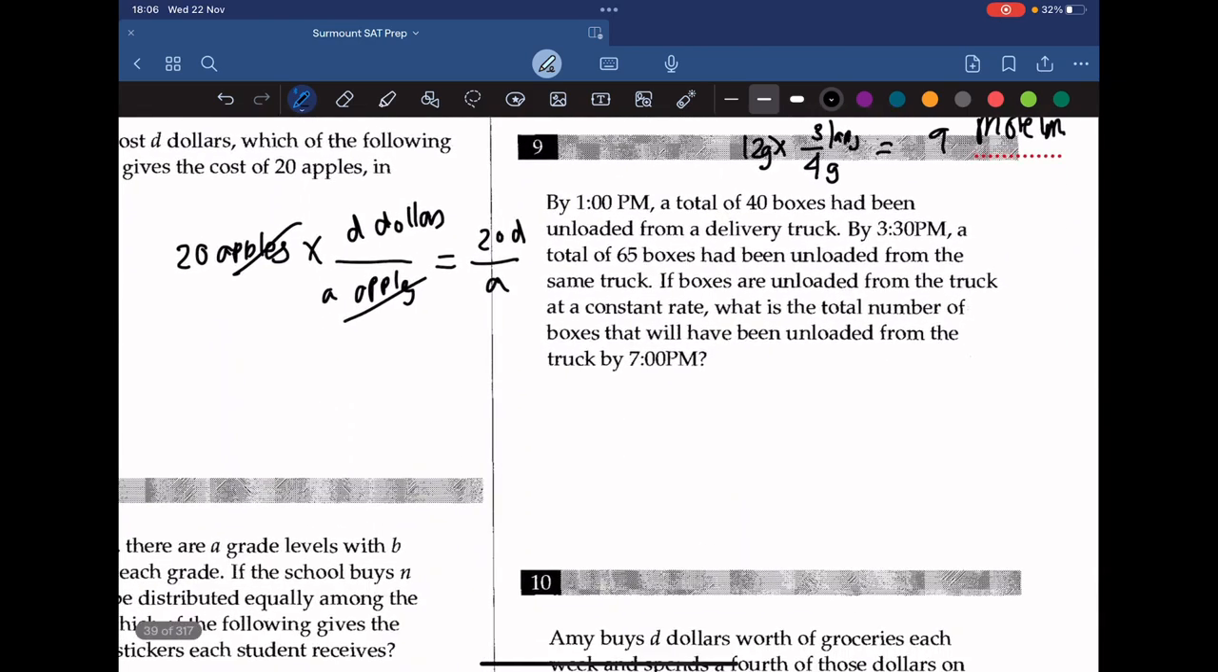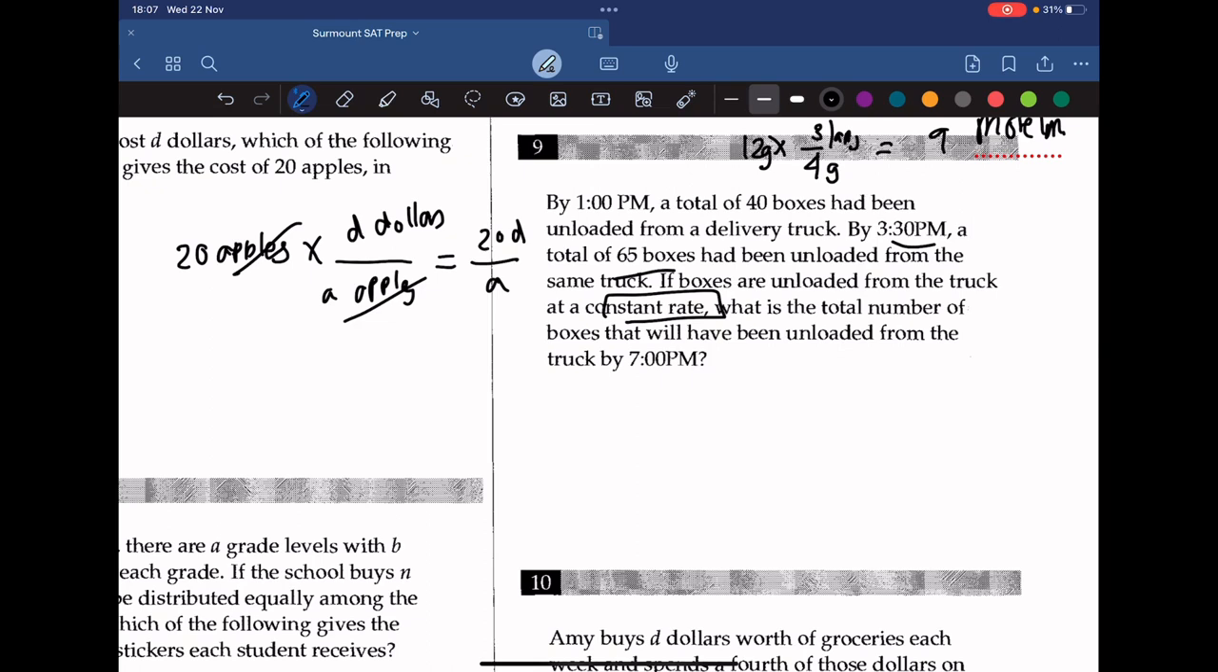By 1 p.m., a total of 40 boxes had been unloaded from a delivery truck. By 3:30, a total of 65 had been unloaded from the same truck. If boxes are unloaded from the truck at a constant rate, what is the total number of boxes that will have been unloaded from the truck by 7 p.m.?